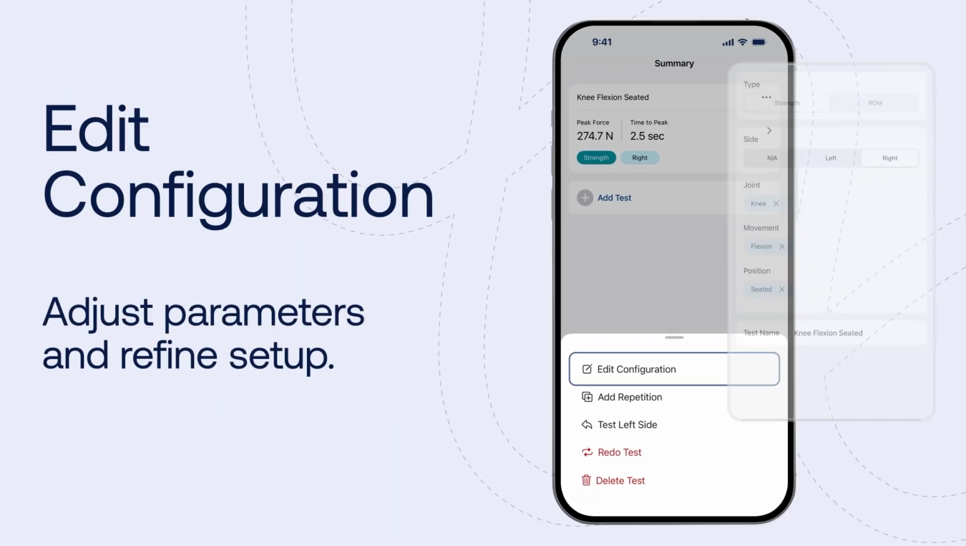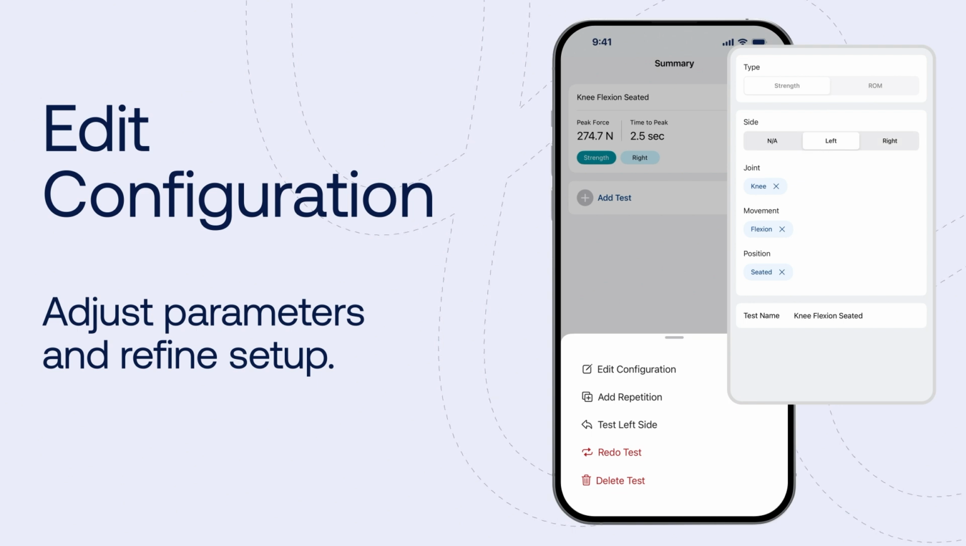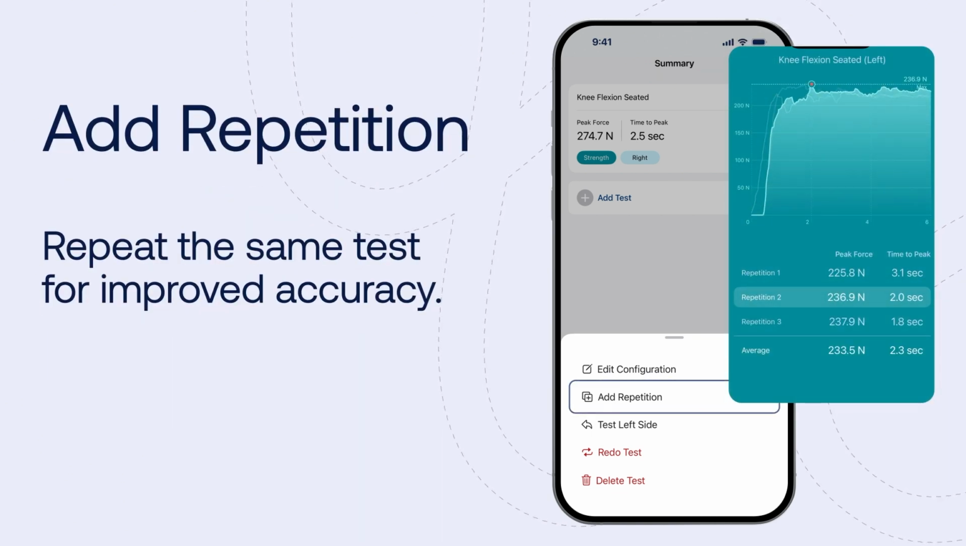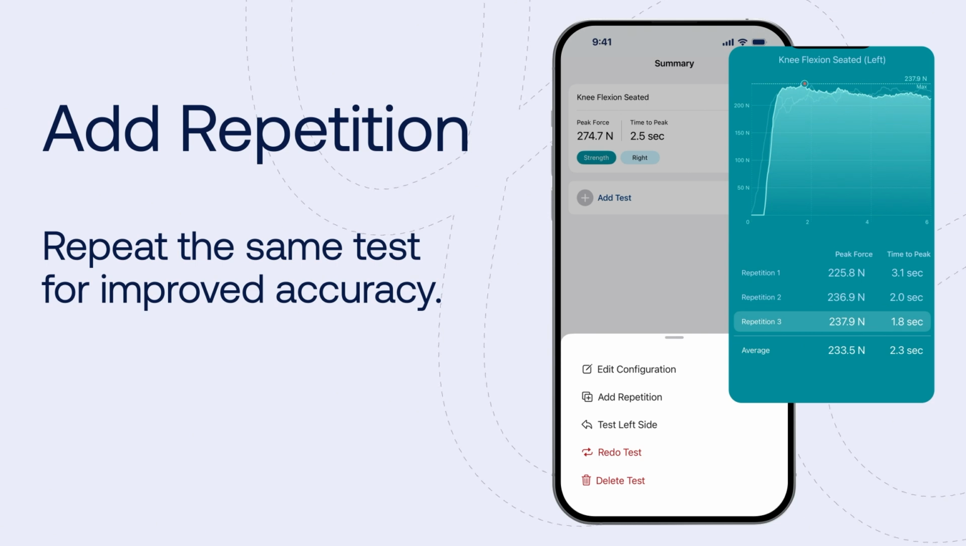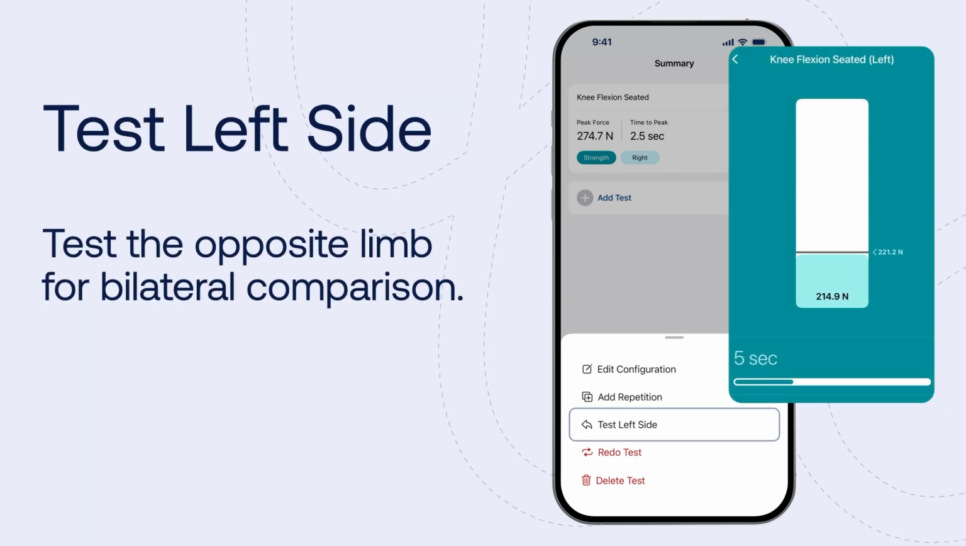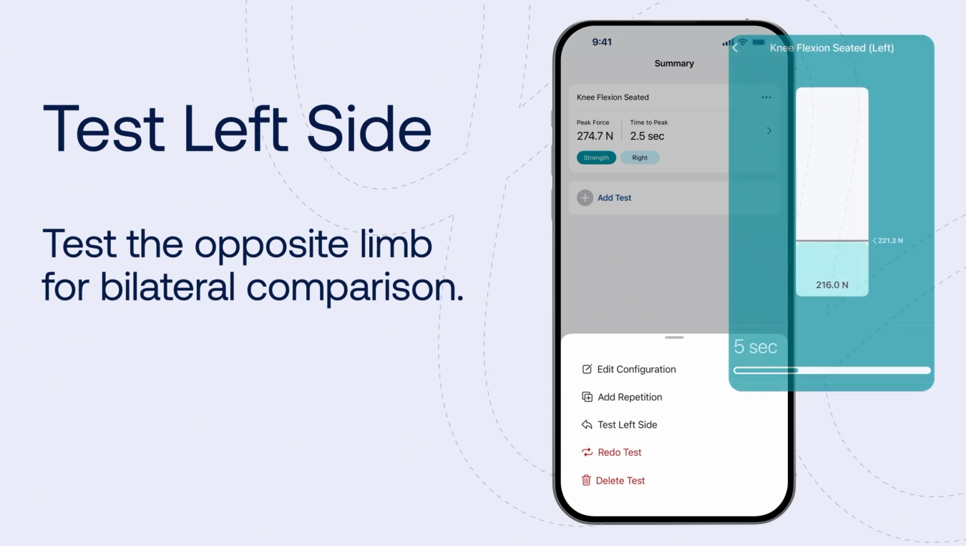Use Edit Configuration to adjust test parameters and correct any setup errors. Add Repetition lets you repeat an identical test of the same configuration. This helps ensure consistent effort and reliable measurements. Tap Test Left or Right Side to quickly run a test on the opposite limb for direct bilateral comparison.